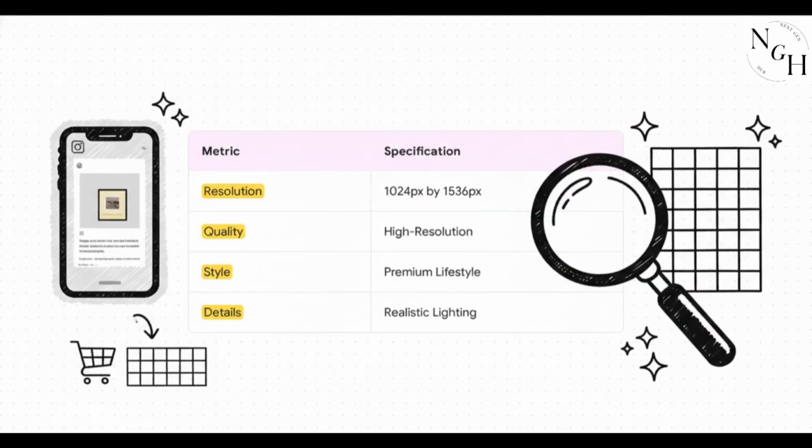And the quality? It absolutely holds up. The final image is high resolution. We're talking 1024 by 1536 pixels, which is a perfect size for your Instagram posts or product pages on an e-commerce site. It's not blurry, it's not low quality, it's a ready-to-use professional asset.